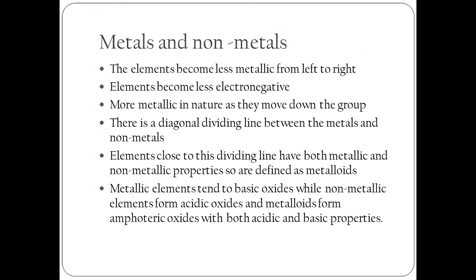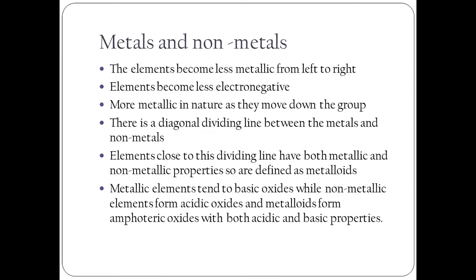Metals and nonmetals. The elements become less metallic from left to right. Elements become less electronegative, more metallic in nature as they move down in the group. That's the meaning of less electronegative. There's a diagonal dividing line between the metals and nonmetals. Elements close to this dividing line have both metallic and nonmetallic properties, so they are defined as metalloids.